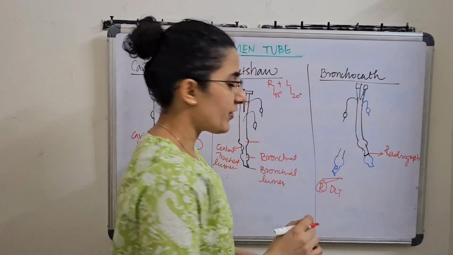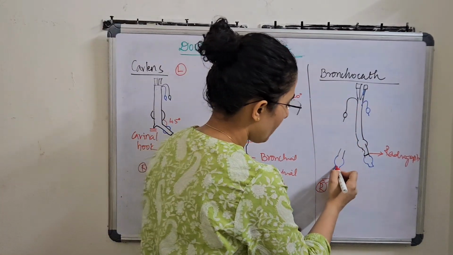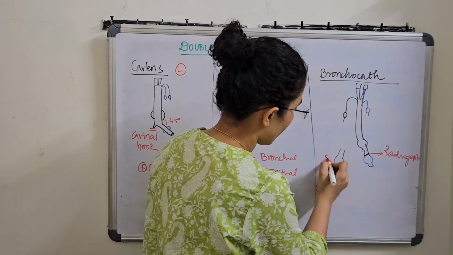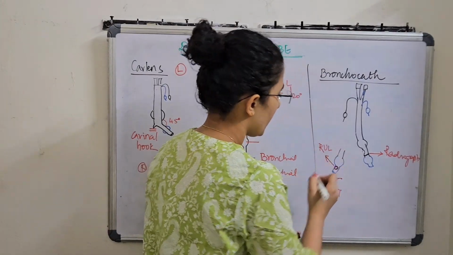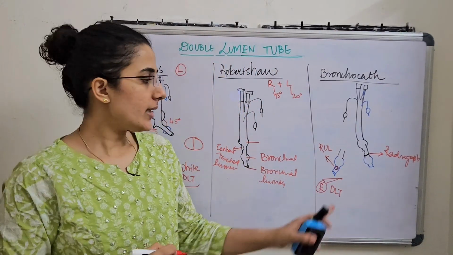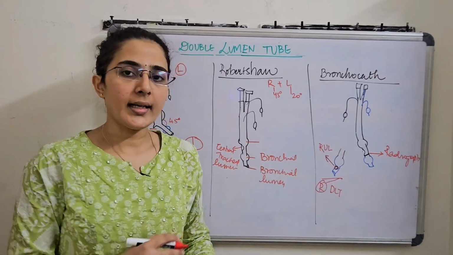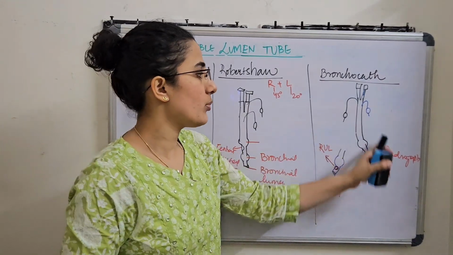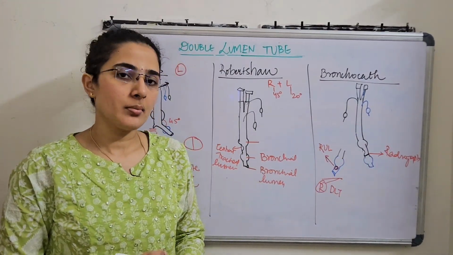Here one additional feature that will be present is a slot distal to the bronchial cuff for the right upper lobe ventilation. This is present in a right-sided bronchocath, and this is most commonly a left-sided bronchocath.